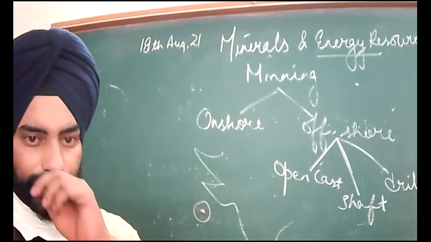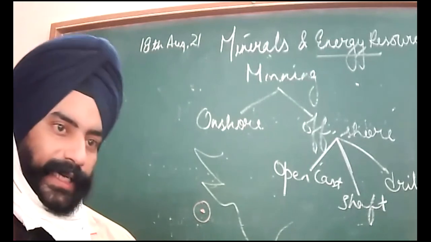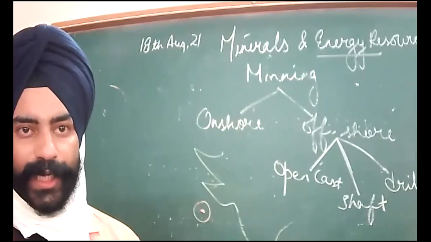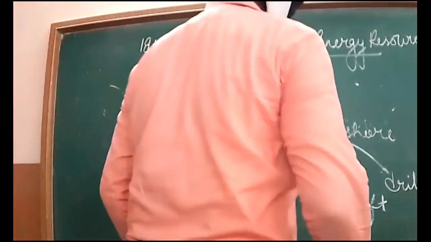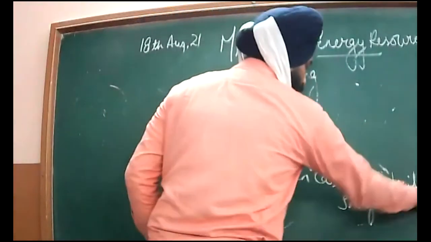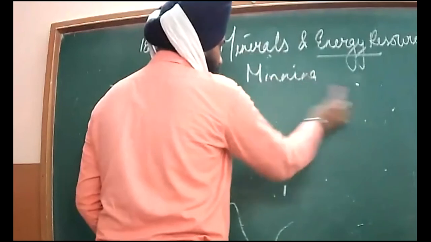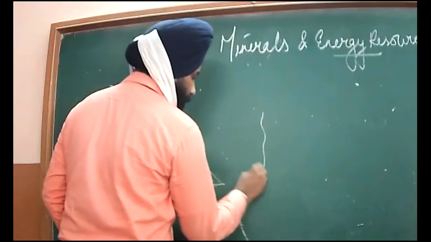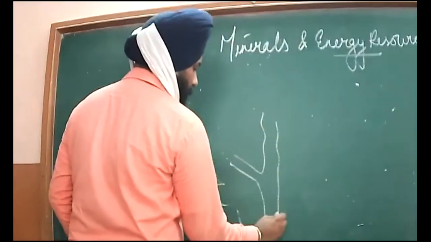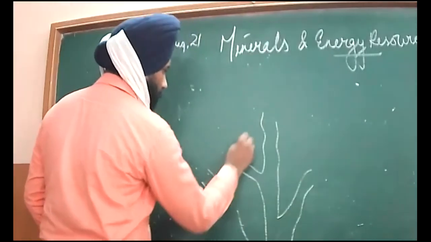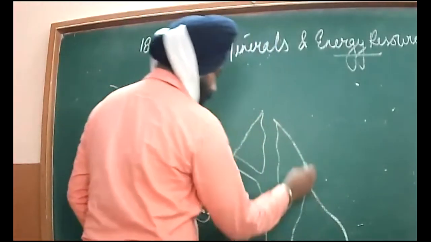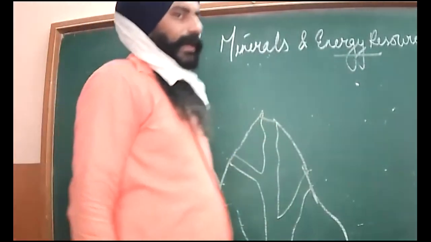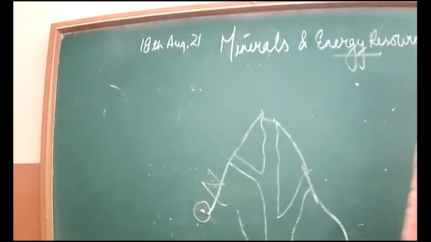Third, mode of occurrences. Most number of minerals are affected by the mode of occurrences, means the presence of minerals. As you read last year, this is a volcanic mountain. When a volcano erupts, the magma appears on the surface of the earth crust.